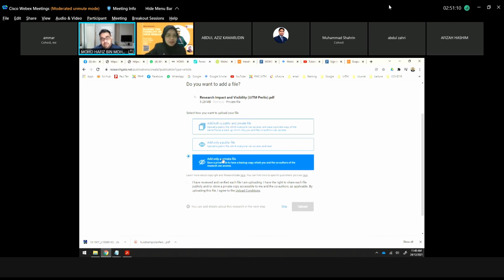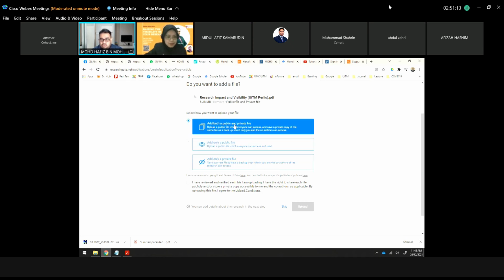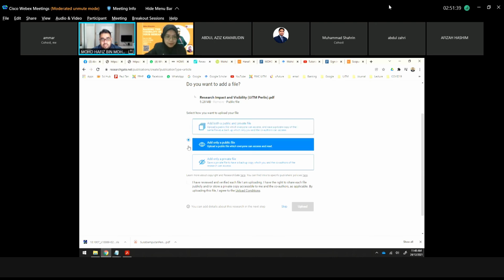So what happens if you add both public and private file, you will be informed when a researcher searches for your paper, they find it in ResearchGate, they can download it without your consent, but you will be informed that your paper has been downloaded. Tapi public and private file ni biasanya it's a backup for your co-authors. Biasanya it's either one, you boleh pilih dua ni. Kalau public file, they can download it without your knowledge. They download and read it.